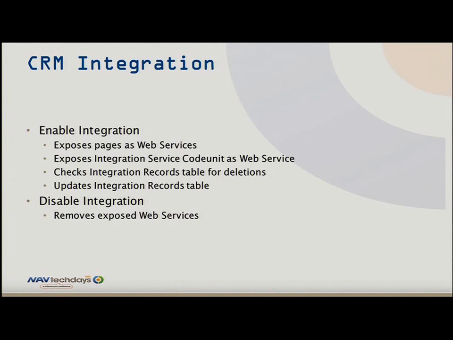And then we run through all the tables that we want to integrate and update what we call the integration record table. The integration record table is a new table added to NAV that contains an internal ID and an external ID for all the records that you want to integrate with a foreign system like CRM. The external ID is just the GUID, and the internal ID is our record ID.